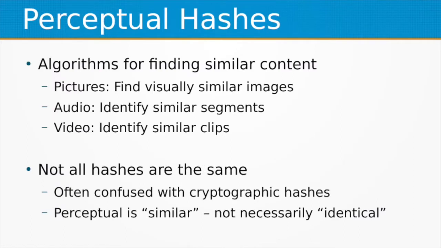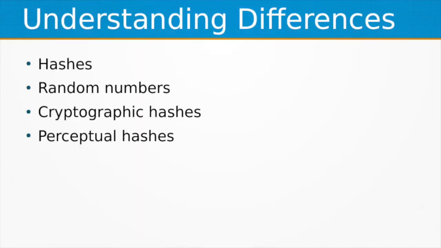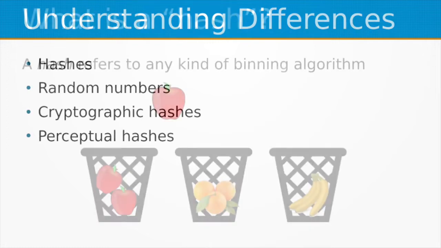Archive. When people hear the word hashes, they usually think about cryptographic hashes, which are used to tell if two files are the same. Perceptual hashes are a different concept. They are used to compare based on similarity. For pictures, they can find variations of the same image, and for audio and video, they can identify similar segments or clips. To help explain these differences, I'm going to go back to the basic definition of a hash and how they relate to random numbers, cryptography, and perceptual attributes.